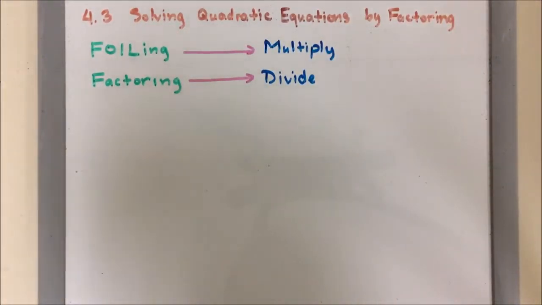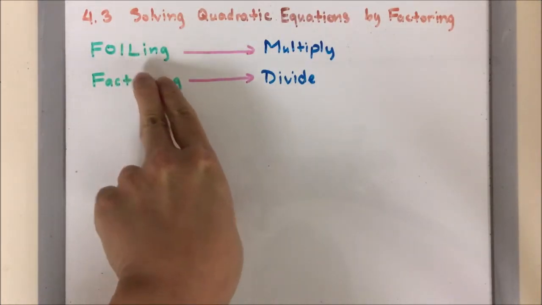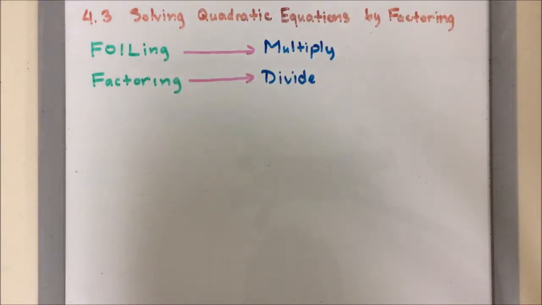Welcome to section 4.3, solving quadratic equations by factoring. So before we do any kind of solving, I want to cover another basics with you. When you hear the term foiling, it involves the operation multiply numerous times.